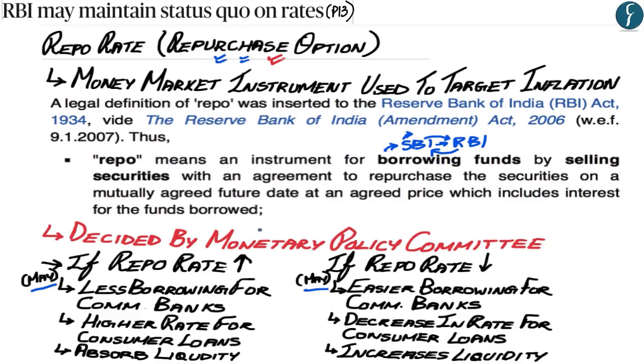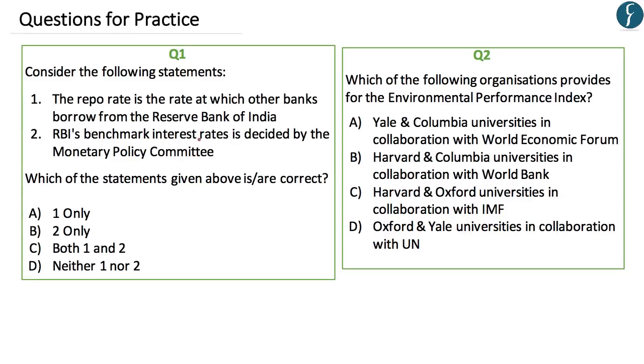And this repo rate is decided by a 6-member Monetary Policy Committee, which is headed by the Governor of the Reserve Bank of India. Now there are two questions for your practice, whereby the first question reads, consider the following statements. The first statement reads, the repo rate is the rate at which other banks borrow from the Reserve Bank of India. Now this statement was asked in the prelims examination of 2007. While the second statement reads, RBI's benchmark interest rate is decided by the Monetary Policy Committee. Now this statement was asked in the prelims examination of 2017. Which of the statements given above is correct?